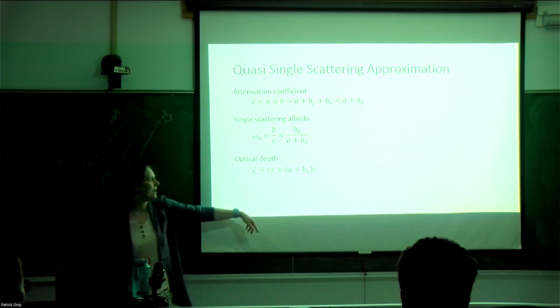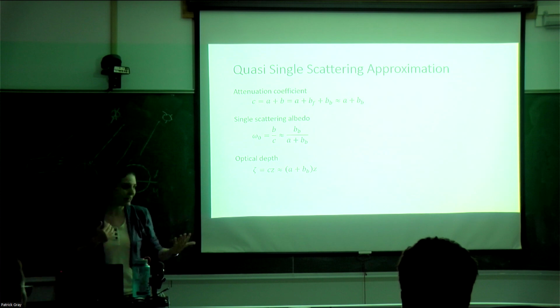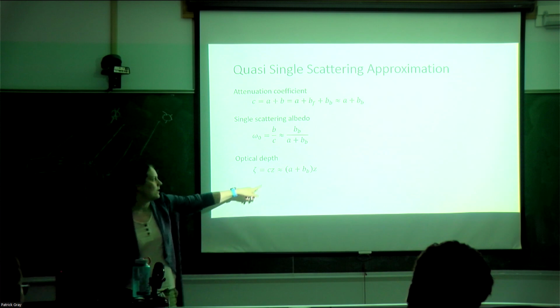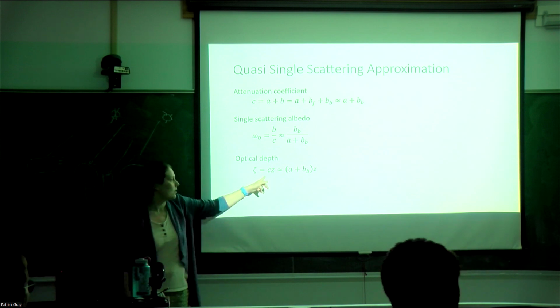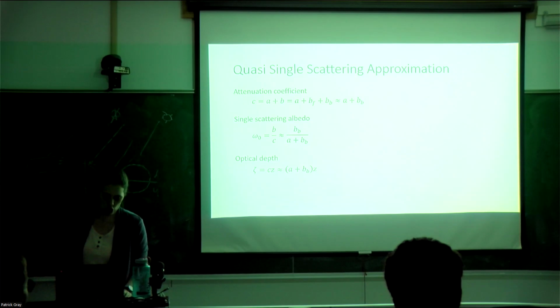And then as well, sometimes we think about things in terms of optical depth rather than geometric depth, where the optical depth is beam c times the geometric depth. And so again, this becomes a plus bb times your geometric depth.